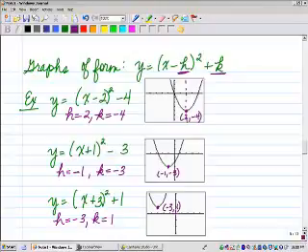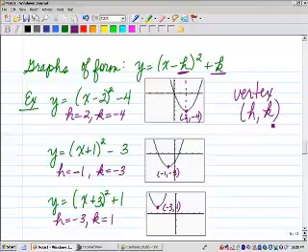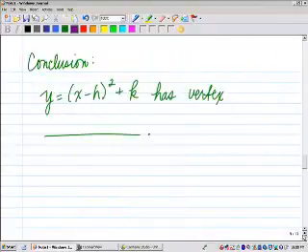So can you make the connection? In this graph, y is equal to x minus h squared plus k, the vertex is always going to be h, k, with h being the opposite of whatever's inside here, k being exactly what the outside number is. So just as I said there, our conclusion, y is equal to x minus h squared plus k, has a vertex of h, k.